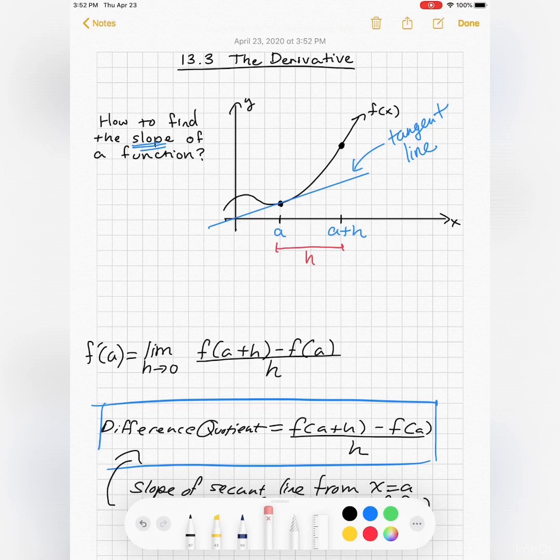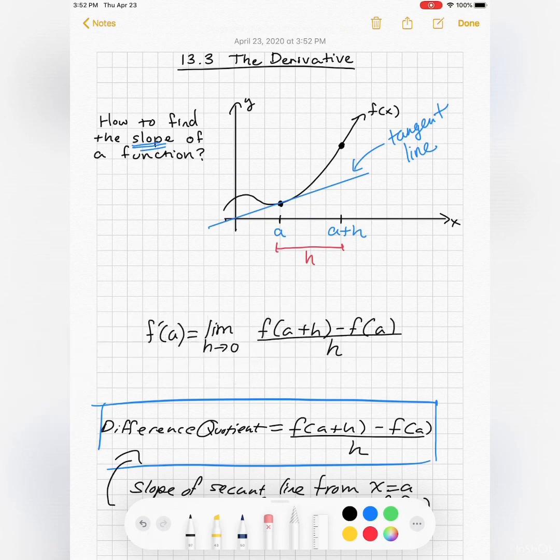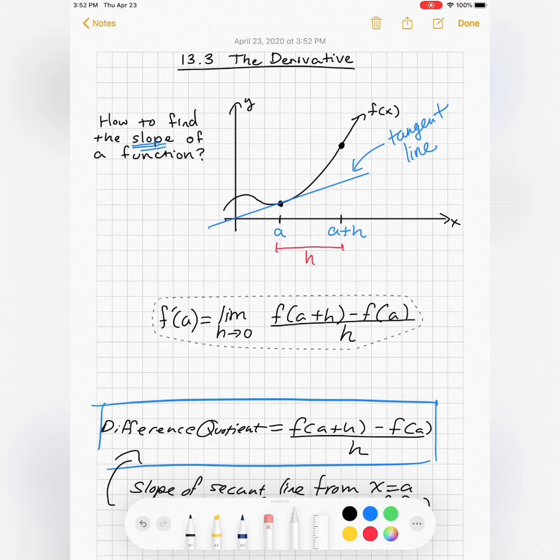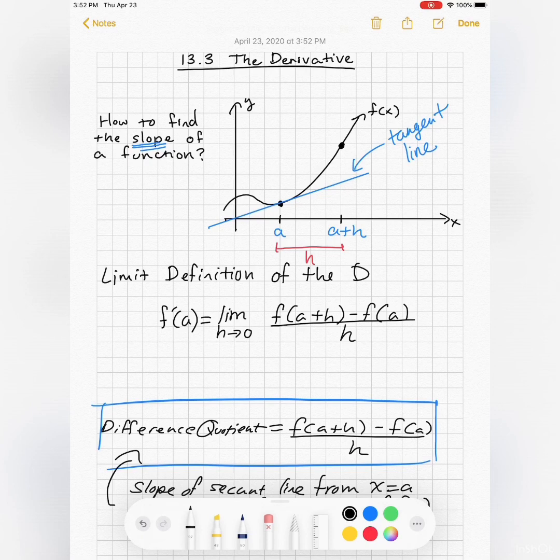Okay, so this guy, we call it f prime of a. And we'll write out, so I'll move it up here, I guess. This guy is called the limit definition of the derivative. So like I said, this is something you're going to spend a fair amount of time in calculus looking at.